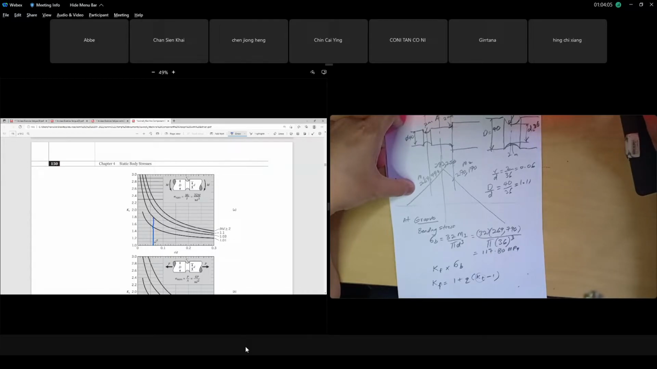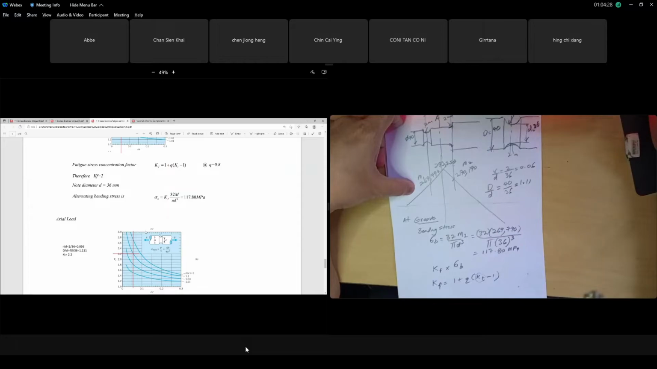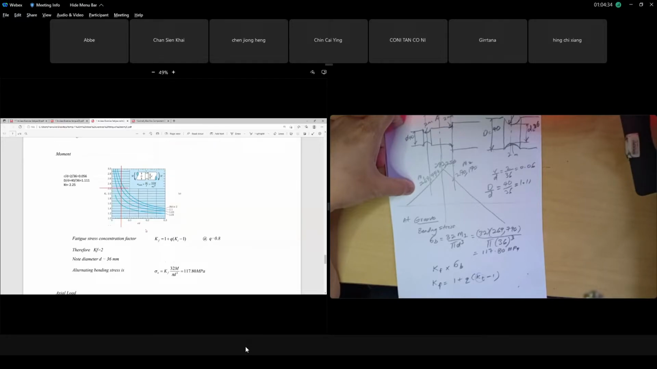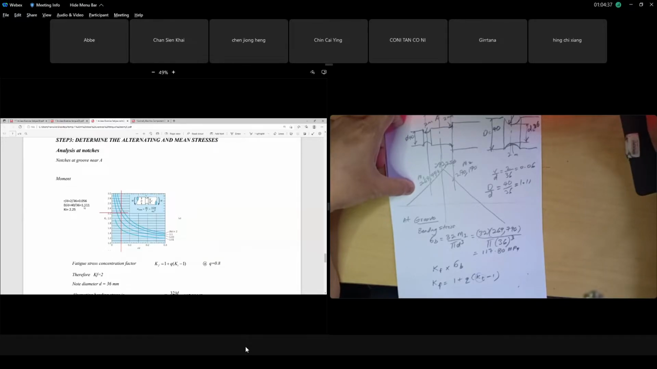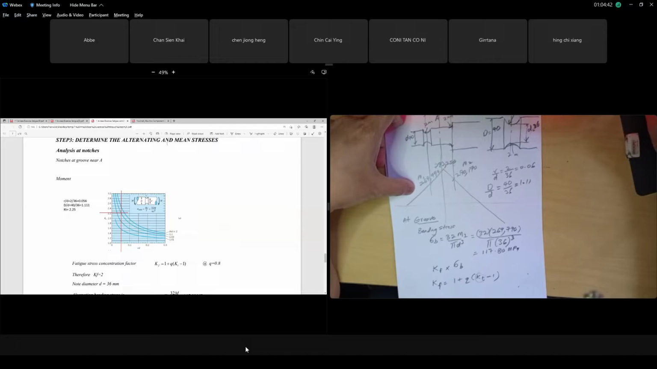So you bring the ratio 0.06 of r over d on the x-axis, bring your line up until it intersects the 1.1 curve. Then bring it to the left; the y value is your Kt. This is for bending, the moment. Kt is 2.25. This is right, 2.25; my drawing is not accurate.